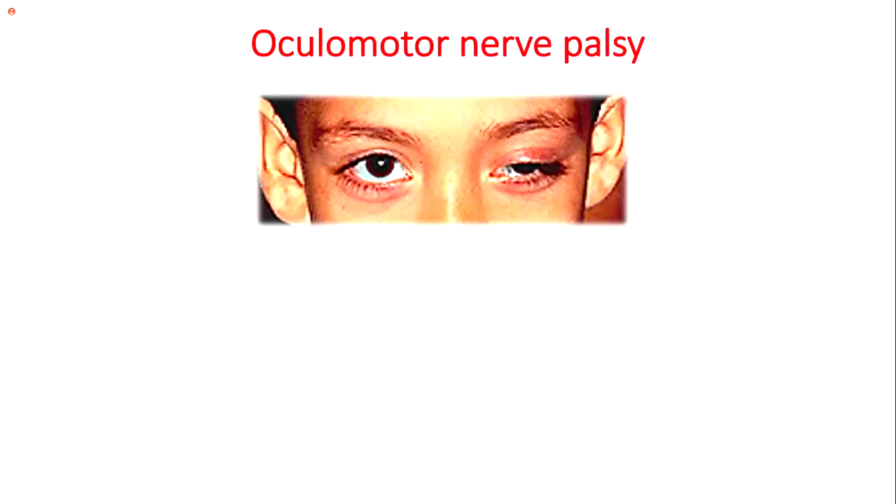Whereas here, if you see obvious ptosis, it cannot be Horner syndrome. So in your differential diagnosis, Horner syndrome doesn't come in. So it is a third nerve, oculomotor nerve palsy. Horner syndrome doesn't come into the picture.